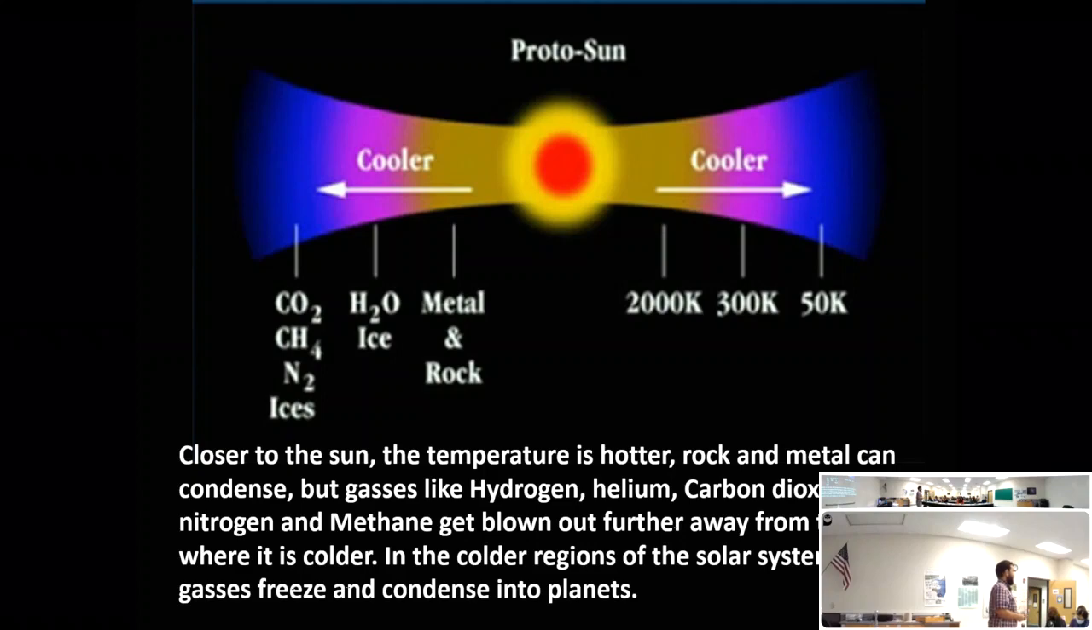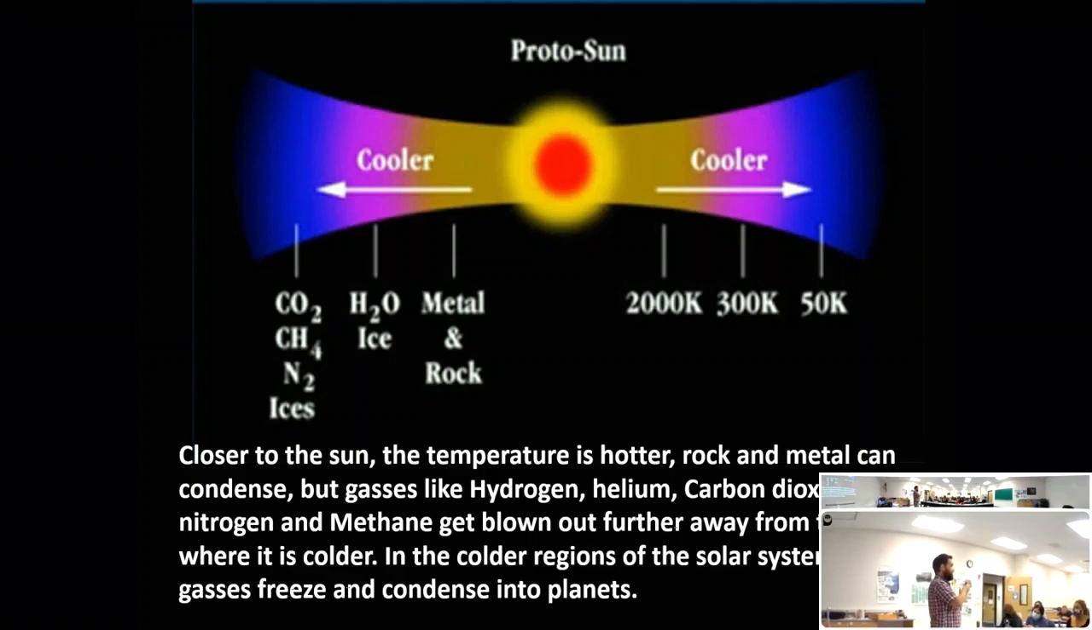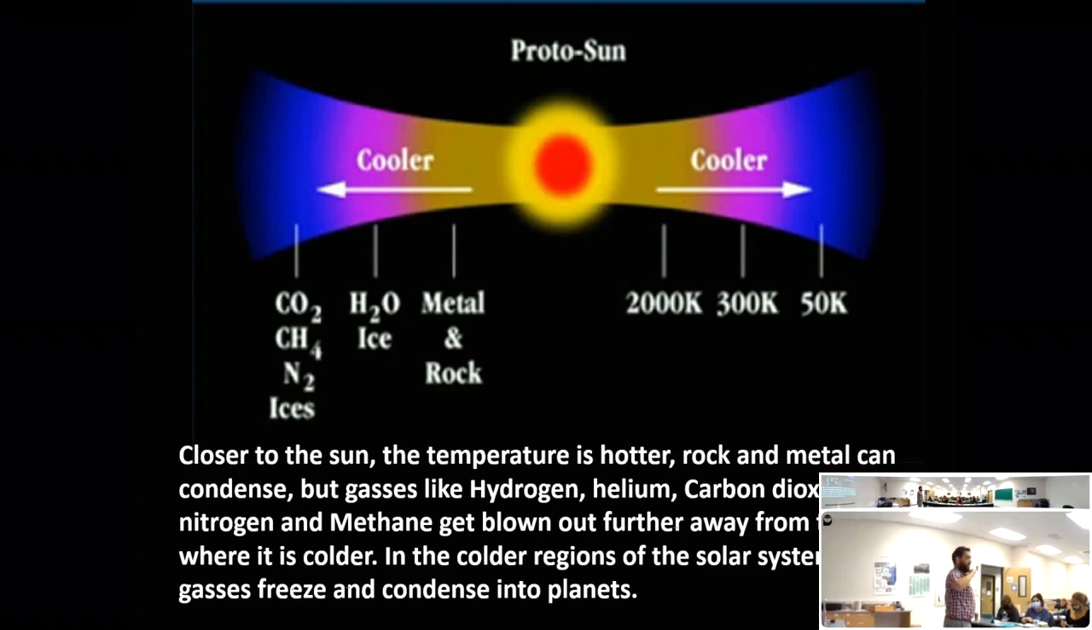You have to get about 5 times further from the sun than we are to get that cold. So that's why on the inside we have Mercury, Venus, Earth, Mars, right? What are they made of? They're made of rock and metal, okay? When you get beyond that, you get Jupiter, Saturn, Uranus, Neptune, right? What are they made of? Are they made of rock and metal? No, they're made of gaseous elements, like methane, CO2, nitrogen.